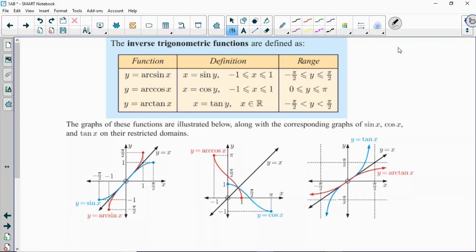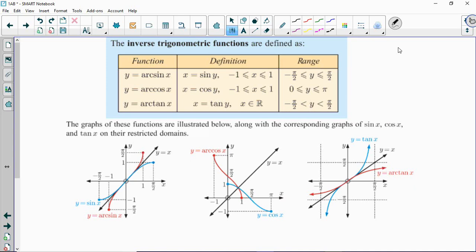Now, since these are inverse functions, we can think about their graphs by considering what should happen to the graphs of the original functions if we reflect over the line y equals x. So first of all, the domains of the inverse functions should be pretty straightforward. The domain of arcsine is -1 to 1, same as arccos, and that's because the range of sine and cosine are both -1 to 1. And the domain of arctan is all real numbers because the range of tangent is all real numbers.